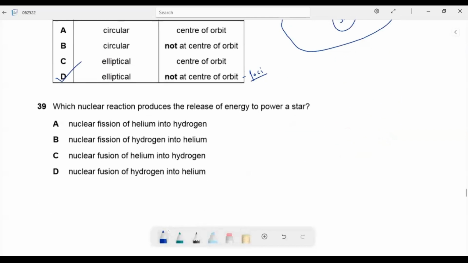Which nuclear reaction produces the release of energy in a star? The Sun is a star. So inside that, what is happening? Nuclear fusion is happening, and there hydrogen is converted to helium. So the right answer is D, nuclear fusion of hydrogen into helium.